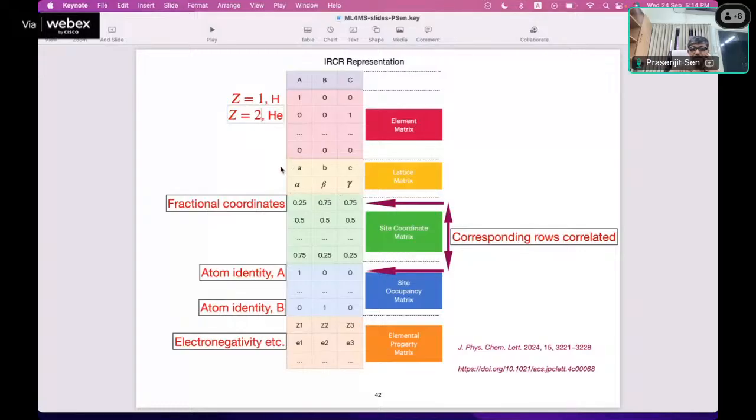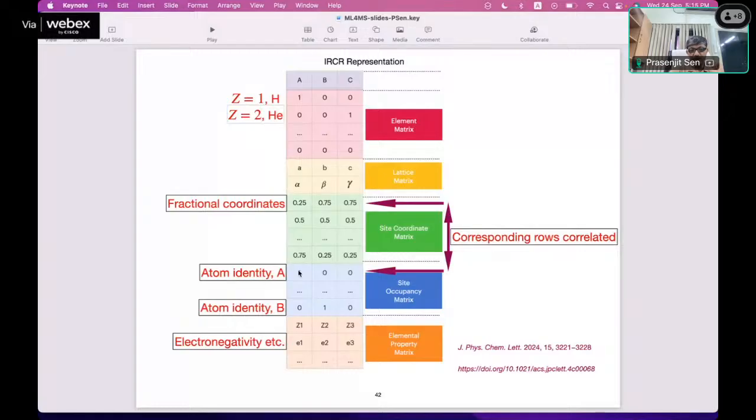Alpha, beta, gamma is the lattice matrix. Again, it gives you the lattice structure. This block has Nmax rows and gives you the fractional coordinates of the atoms sitting in the unit cell. You have to give the chemical identities of those atoms as well. So this row is coupled to this row. There is a correspondence between row 1 in this block and row 1 in this block, which is the site occupancy matrix.